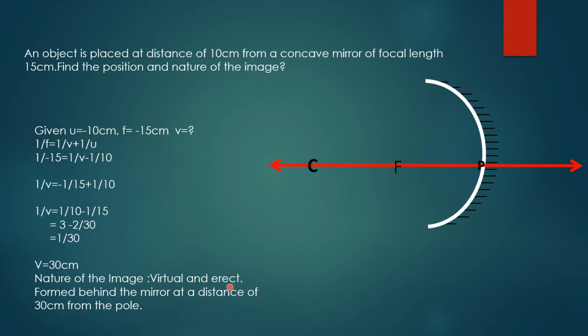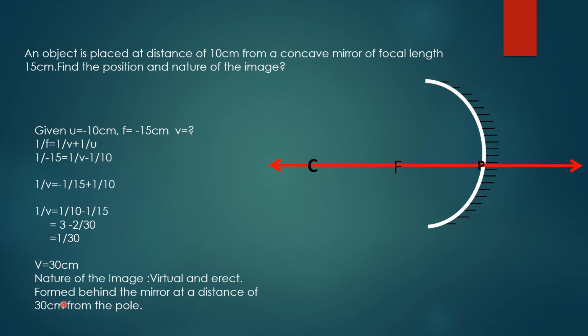Why? Because, in the case of a virtual image only, observe this one. What is the nature of the image? Virtual and erect. Here v is equal to, what is that? Positive. v is equal to positive. This happens in the case of virtual images. So, the nature of the image is virtual and erect.